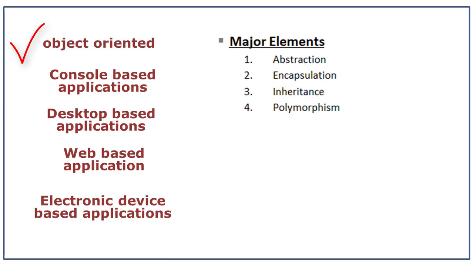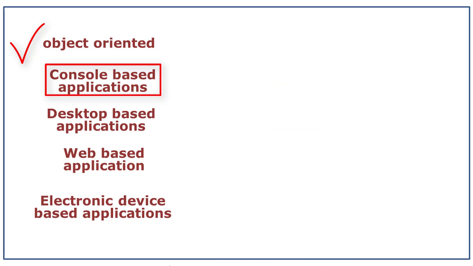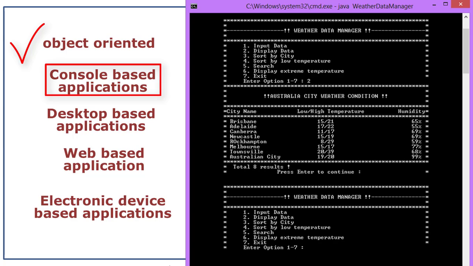Now once we have understood Java is object-oriented, what are the different types of applications we can develop using Java language? As we said, we can develop console applications, desktop applications, web-based applications, and electronic device-based applications. So what do we mean by console applications? Console applications mean the applications which run on such a black screen. You might have seen this in some of the government offices like railway reservation counters, post office, or if you have seen Tally software, that is the best example of a console application.